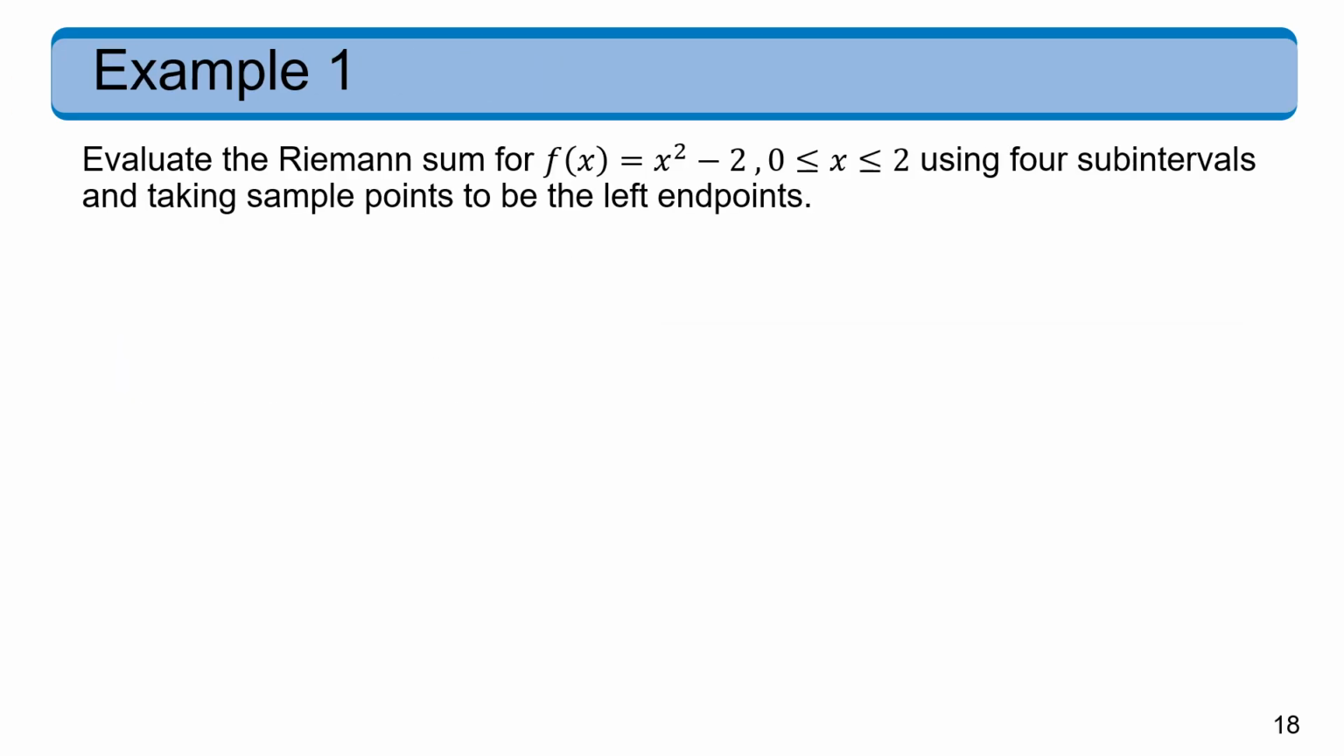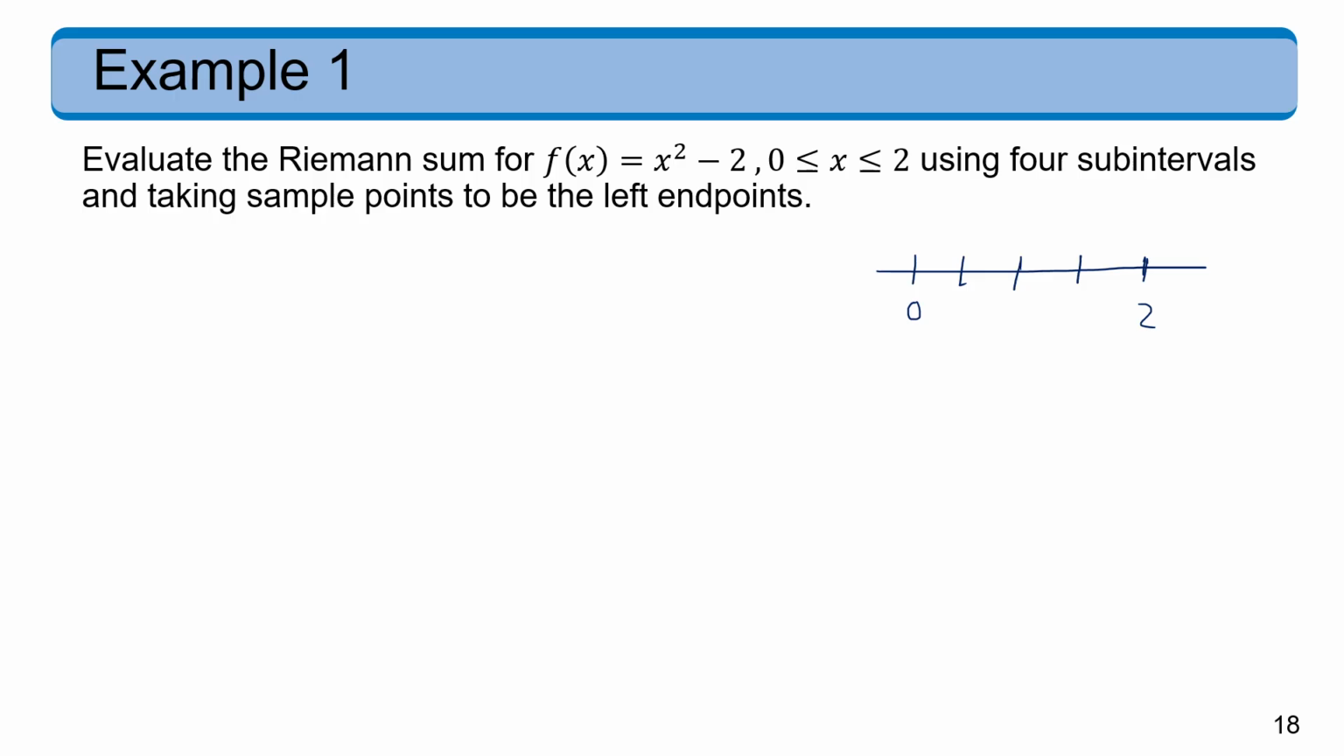In this example, we're given a function and an x-interval and asked to evaluate the Riemann sum using 4 subintervals and taking our sample points to be the left endpoints. So I want to start by making a number line showing our x-interval from 0 to 2. And let's show where the subintervals are going to be. So we want to divide that into 4 equal pieces. So we'll cut it in half, and then cut that in half, and then there's another one here.